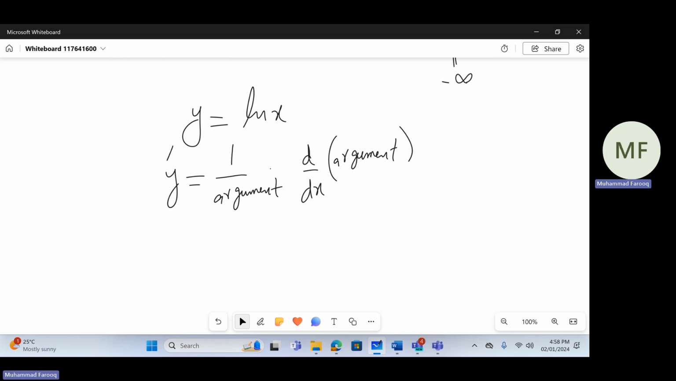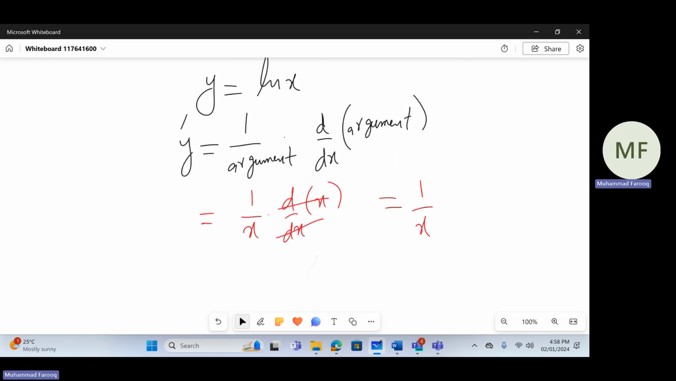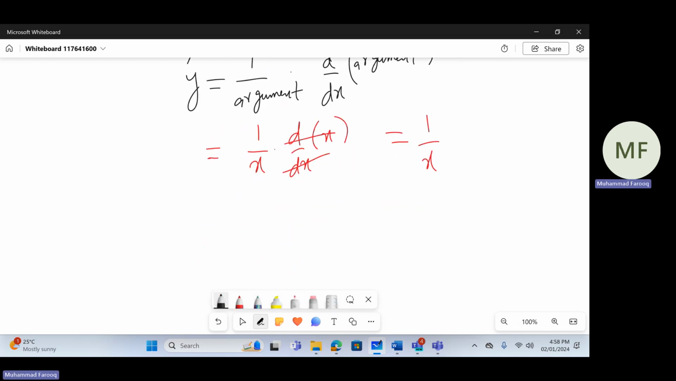Now, if you apply this rule here, my argument is x, you're right, so 1 over x and multiply the derivative of x, which is 1. That's why the derivative of ln x is 1 over x. But if I change the argument, of course, it's not only 1 by x, it's different, because this is the correct rule, by the way. Do you understand the point? Okay, I give an example to understand better. One more example, please.